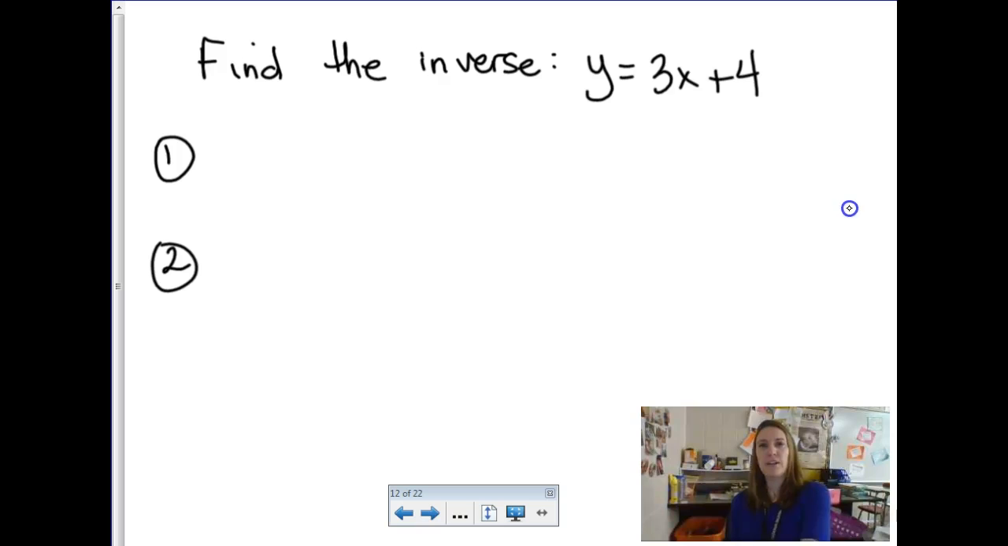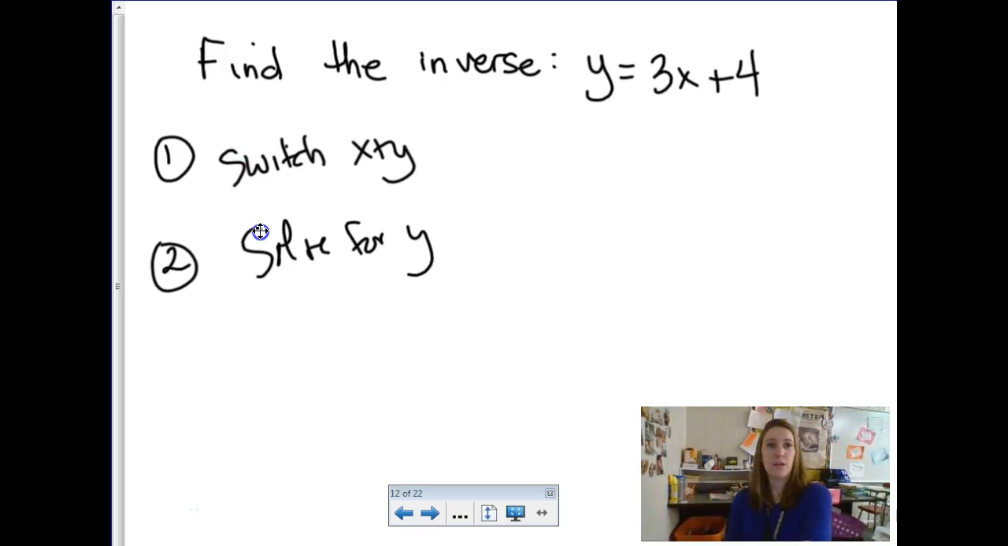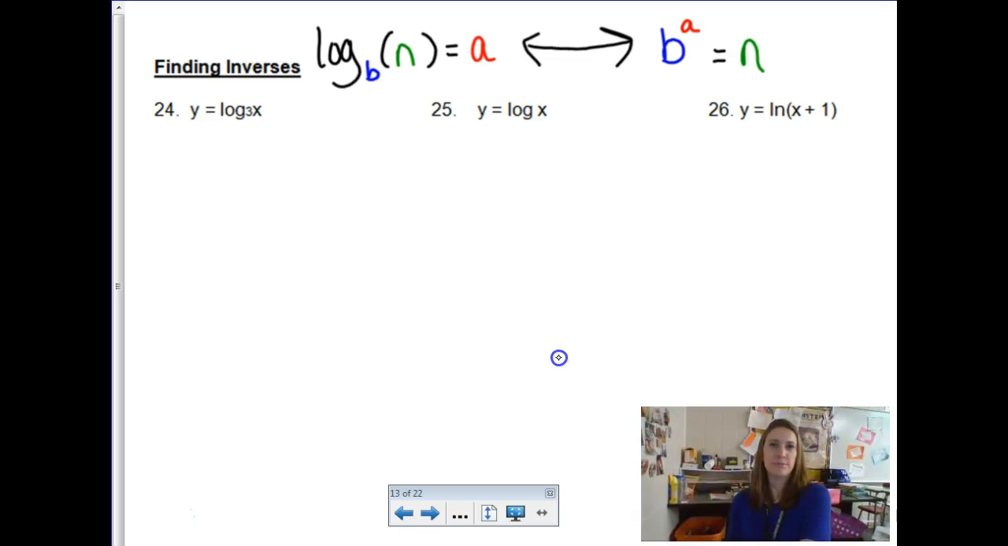All right, remember how to find inverses. We switch the x and y, and then we solve for y. And then remember, we're supposed to be using this notation, or sometimes we use this notation. All good things to think about. So remember, this is our color-coded formula for how we switch things around.